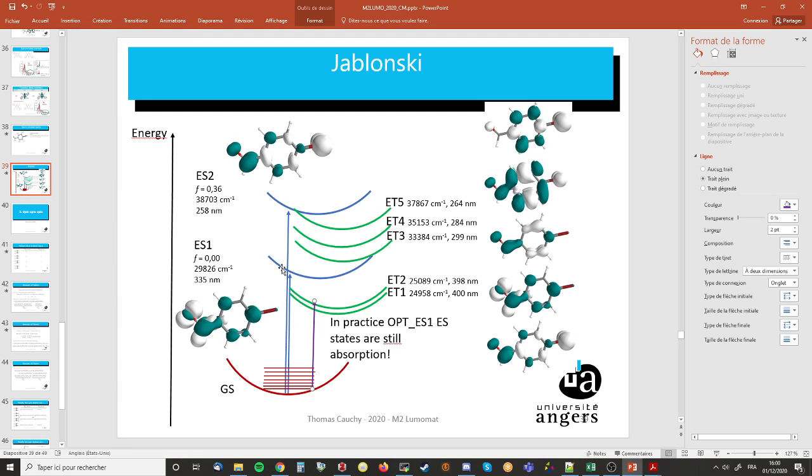Okay, so optimization and frequency for the ground state, TD for the vertical absorption, OPT-ES1 for the vertical absorption, but with an optimized excited state. That means it corresponds to the emission.